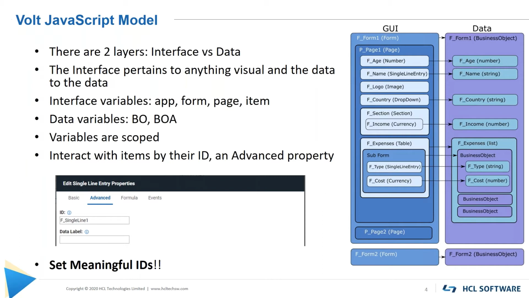We interact with items by their ID. It's an advanced property. You can see here I've shown a screenshot of where that is in the item properties. And one tip that I think everyone should take to heart is to use meaningful IDs. It's one thing if you're just building a simple form and you know you're never going to use any sort of JavaScript inside of it, to just let Volt name your objects, which it does by default. And unfortunately, it's just single line 1, single line 2, single line 3.